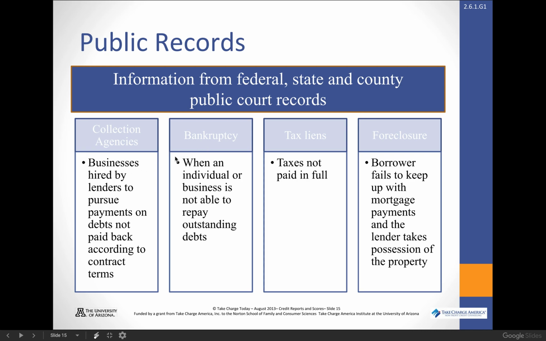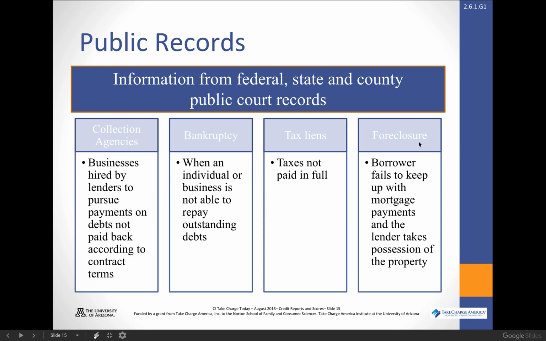Bankruptcy, if you have not been able to pay some debts and you have declared bankruptcy with the government, that will be identified on your credit report. A tax lien means that you did not pay your taxes in full at the end of the year. So if we get our tax liability, what we owe at the end of the year when we file our taxes in April, we get our amount back. We realize that we did not pay enough last year, so now I owe $200. If I do not pay that $200, I am in a tax lien situation, and that is going to be identified on my credit report.